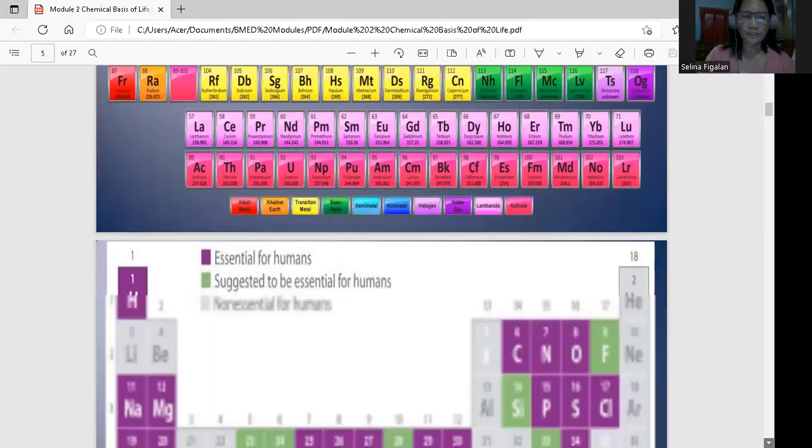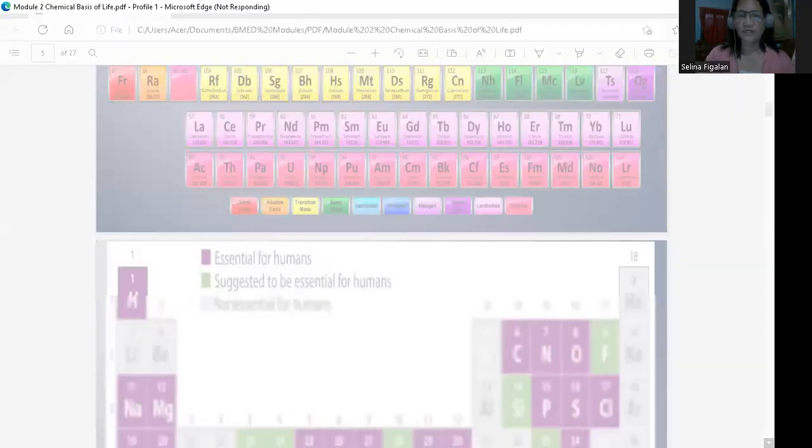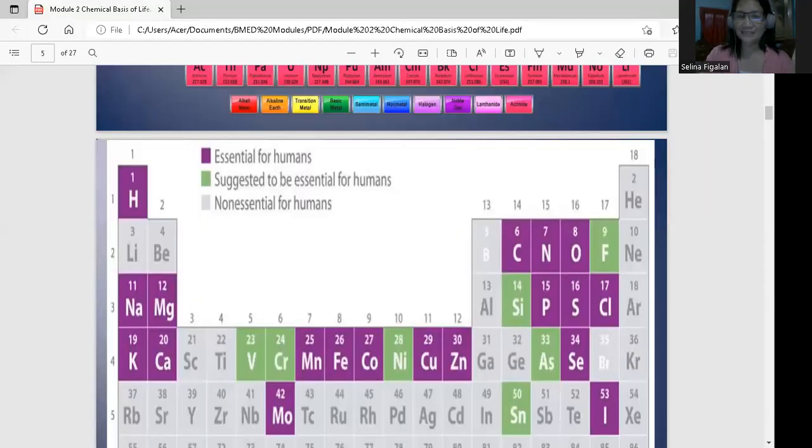What do you call that? The essential elements for humans. The violet ones here are the essential elements which are necessarily inside our body. So what is the function of these essential elements inside our body? As I have mentioned earlier, it's about zinc. Zinc is one of the elements that increases the immunity of our body, which means, when you say immunity, it is about the immune system. It fights against infection, and so on and so forth.